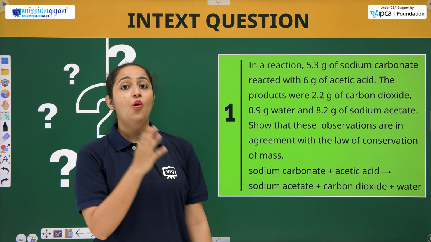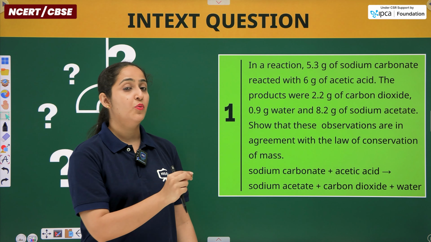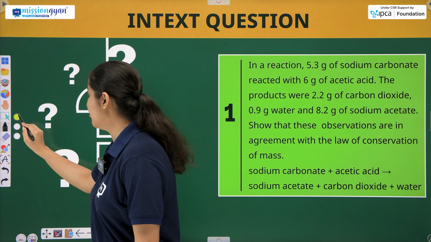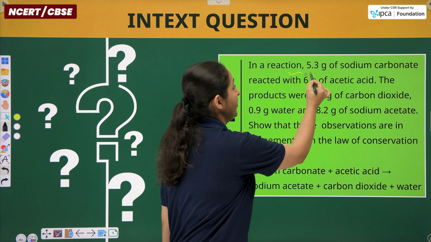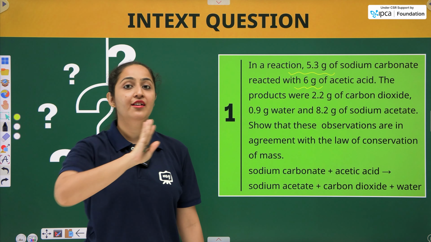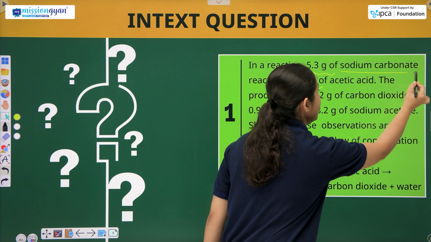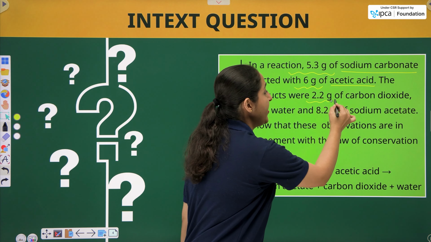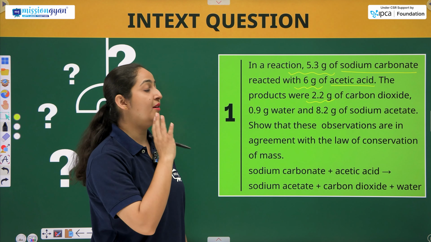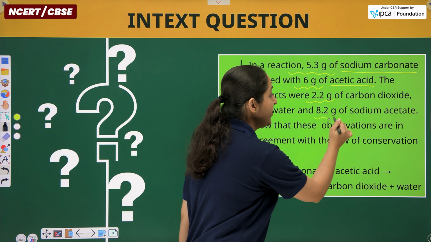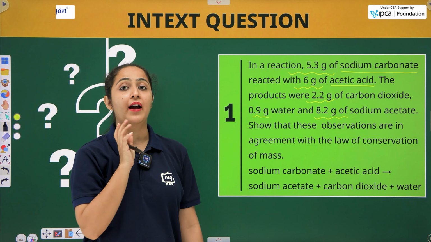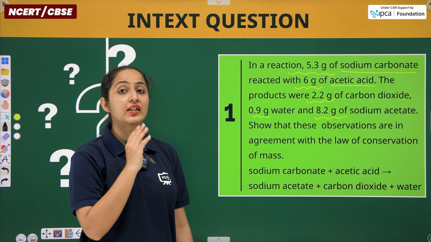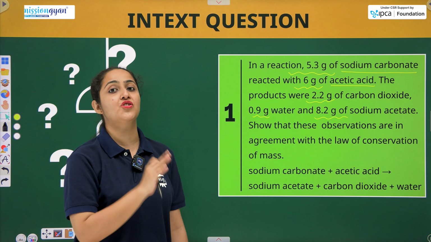In a reaction, 5.3 grams of sodium carbonate reacted with 6 grams of acetic acid. So here we are with a reaction, okay? And you have been given the masses of these reactants, okay? So sodium carbonate is the reactant and acetic acid is the reactant. And the products were 2.2 gram of carbon dioxide and 0.9 gram of water along with 8.9 gram of sodium acetate. Now, you have to show that these observations are in agreement with the law of conservation of mass.